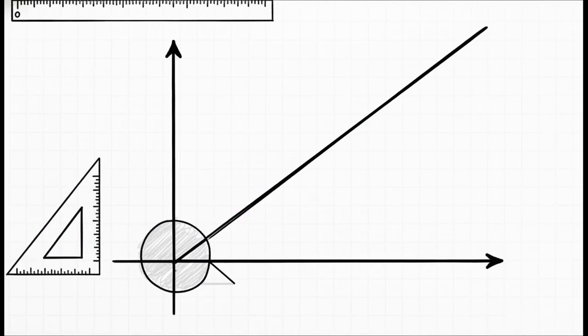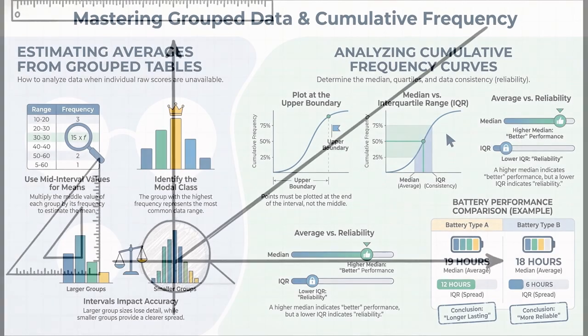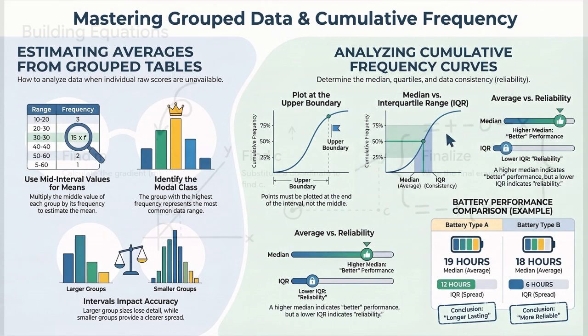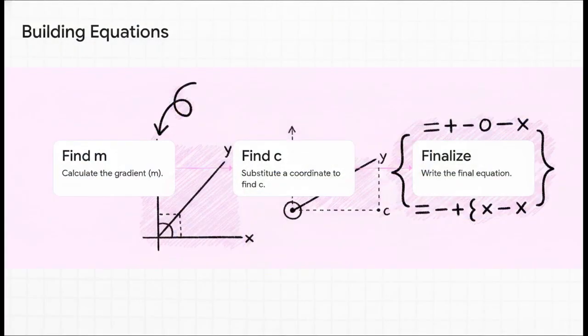Breaking down the blueprint, m is our constant gradient, and c is where it crosses the y-axis. Build it yourself. Find the gradient, sub in a known coordinate to find c, and write the formula.